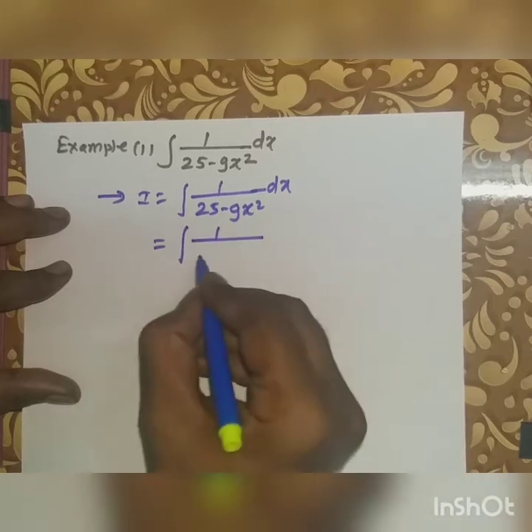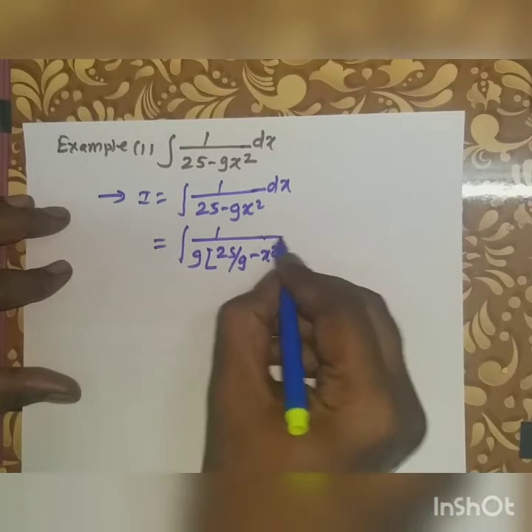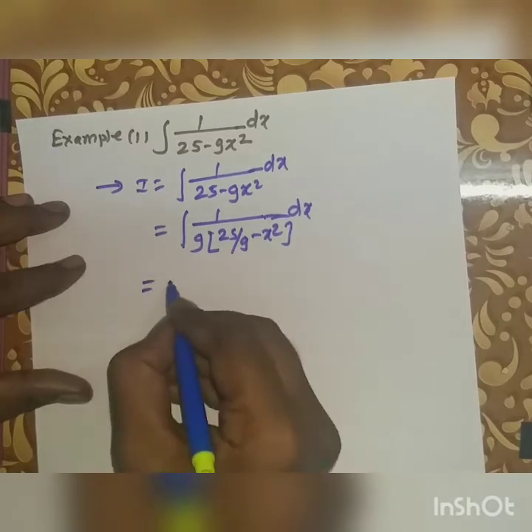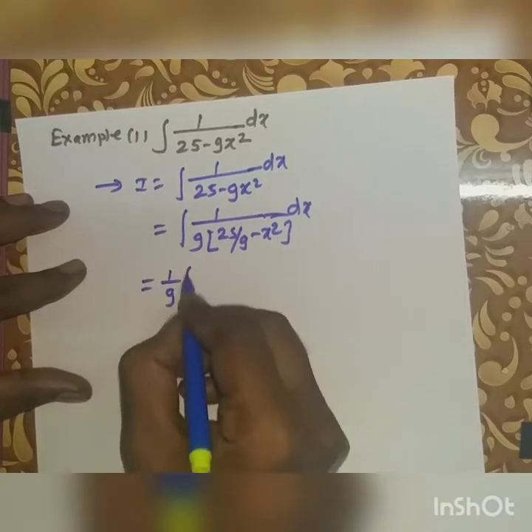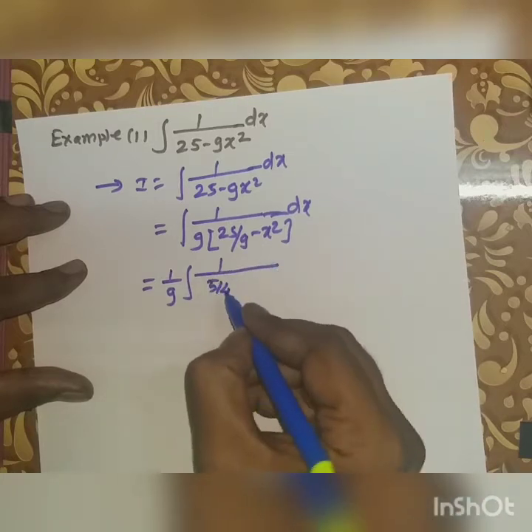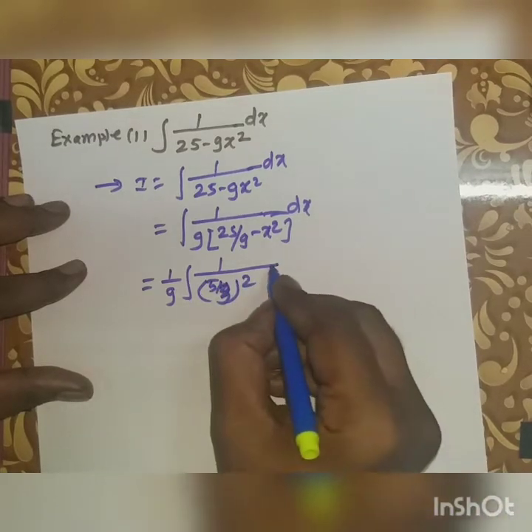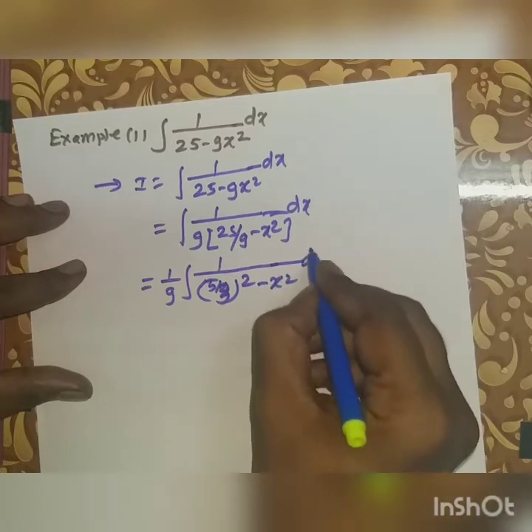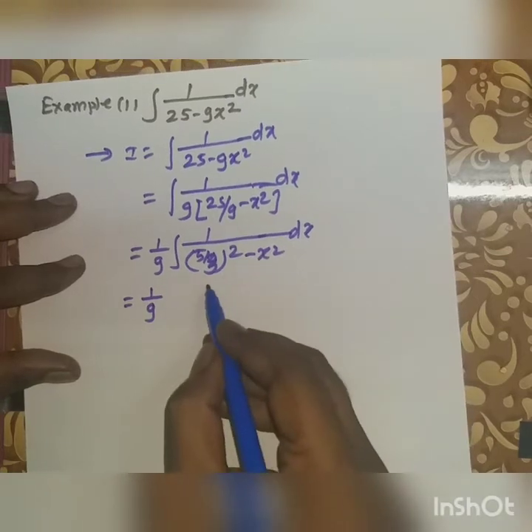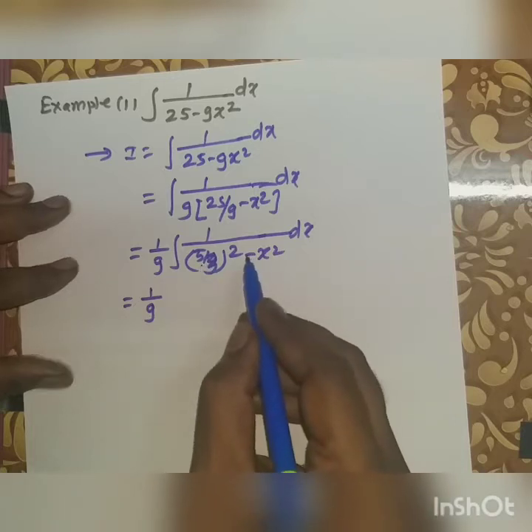integration of 1 divided by 9 bracket 25 divided by 9 minus x square dx. The coefficient of x square is 9 and take 9 common, that is 1 by 9 integration of 1 divided by 5 divided by 3 bracket square minus x square dx is equal to 1 by 9. Now which is the form of a square minus x square.